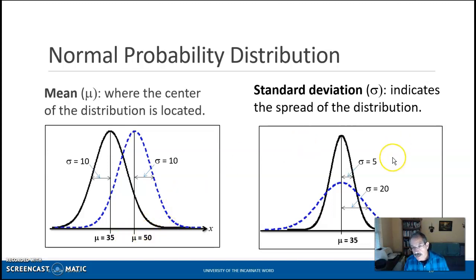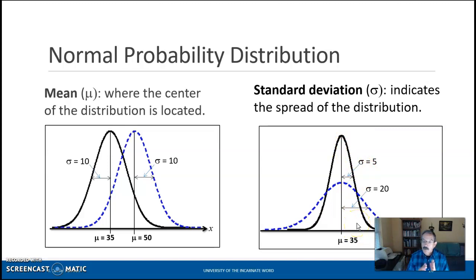Now in this other case, I'm comparing two distributions, both centered at a mean of 35, but with different standard deviations. The distribution with the solid line has a standard deviation of 5, and the blue line has a standard deviation of 20. So this blue dotted line, its variability is 4 times bigger than the distribution with the solid black line.